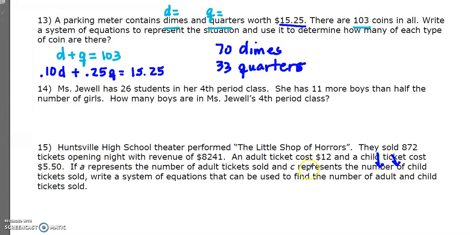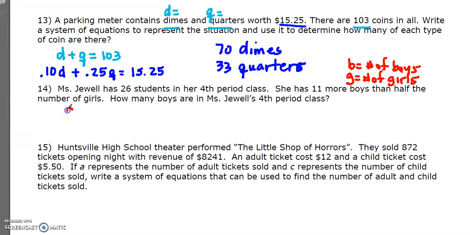Okay. Number 14 says, Ms. Jewell has 26 students in her 4th period class. She has 11 more boys than half the number of girls. Okay, so let's see if we can't write a couple of equations. We're talking about girls and boys, so I'm going to let G represent the number of girls, and then B represent the number of boys.